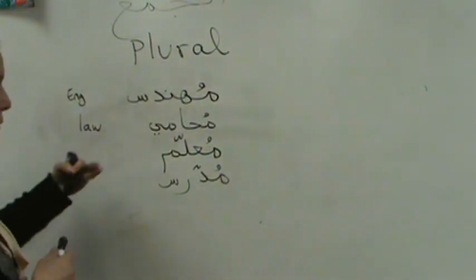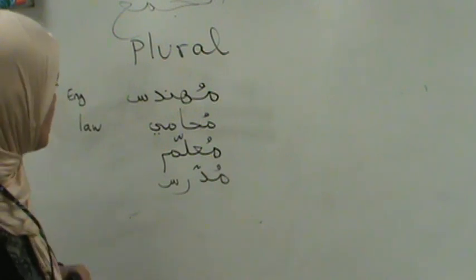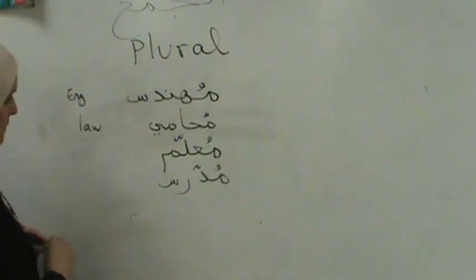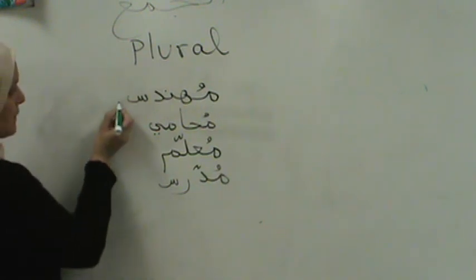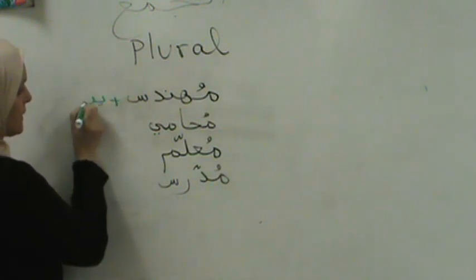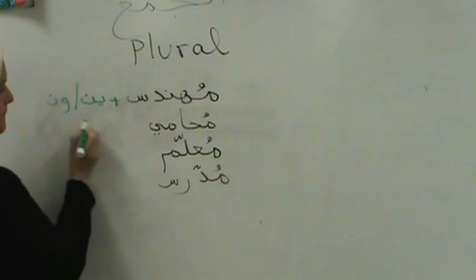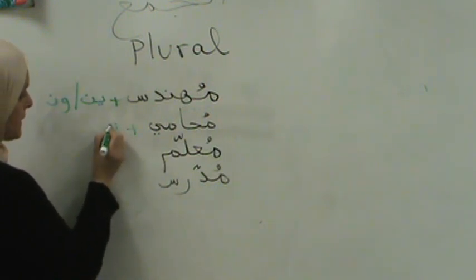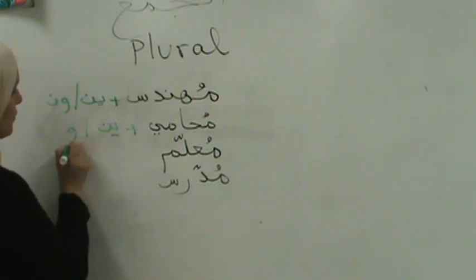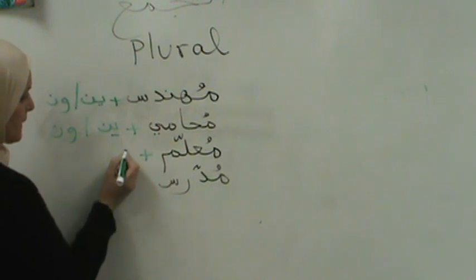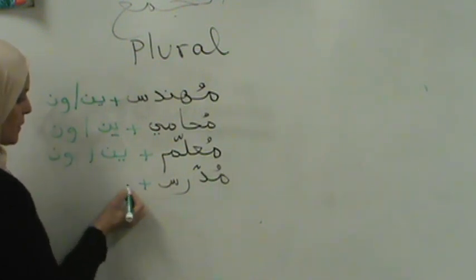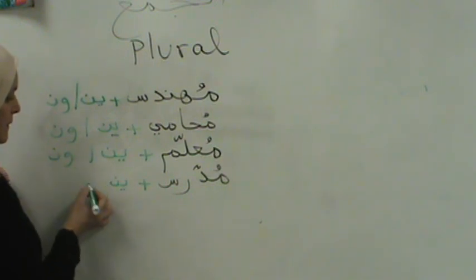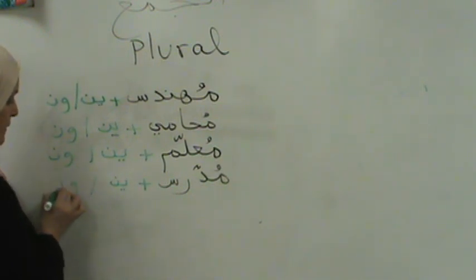So what you need to do is the same thing. For the first one, you add in or un. You add in or un to each of them.